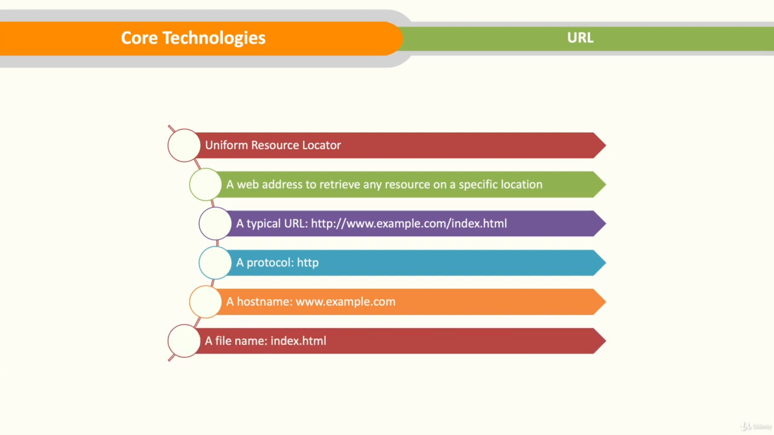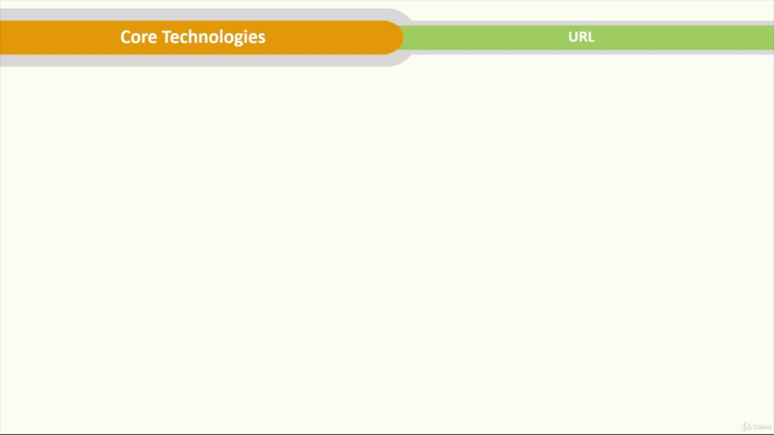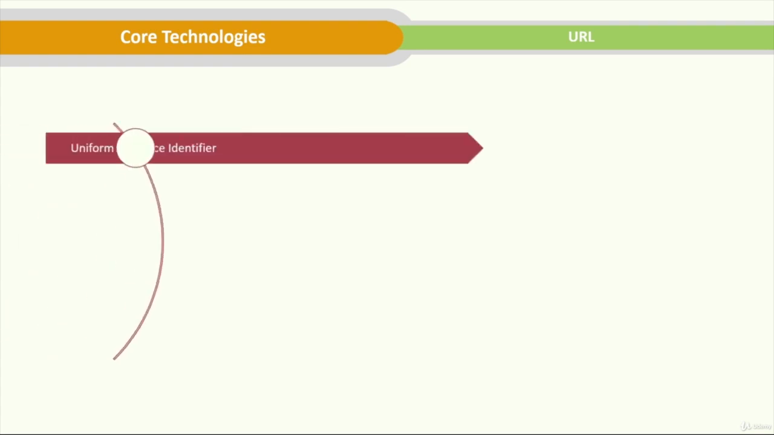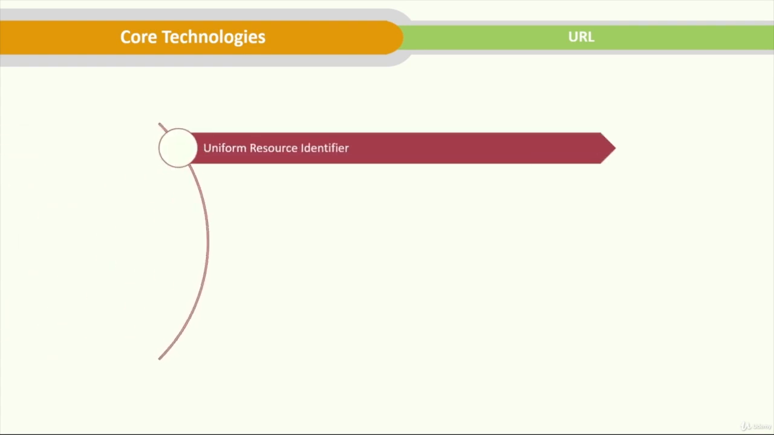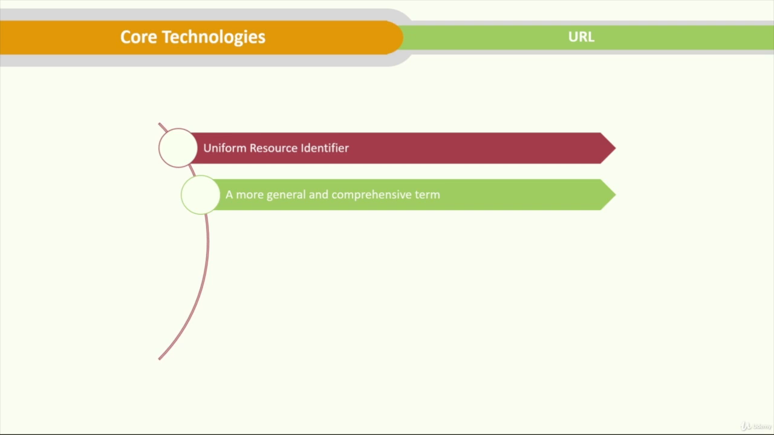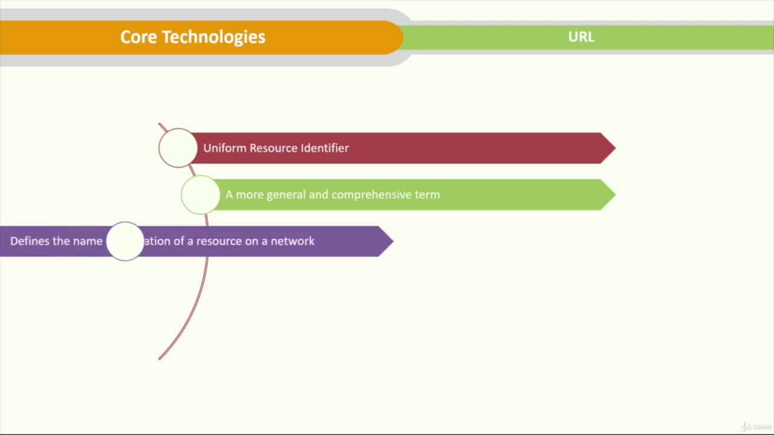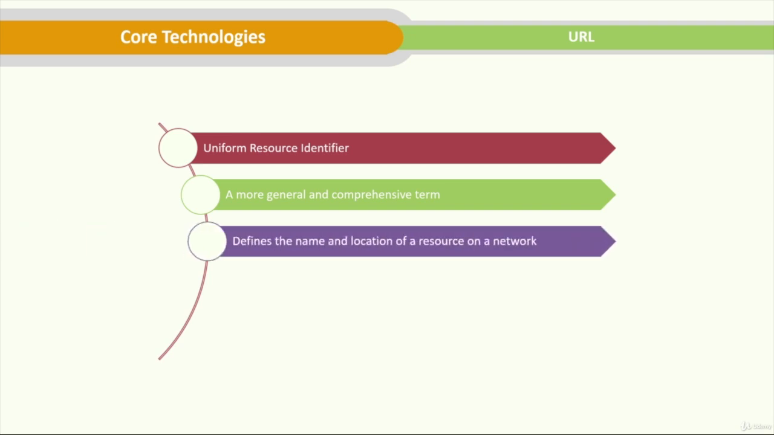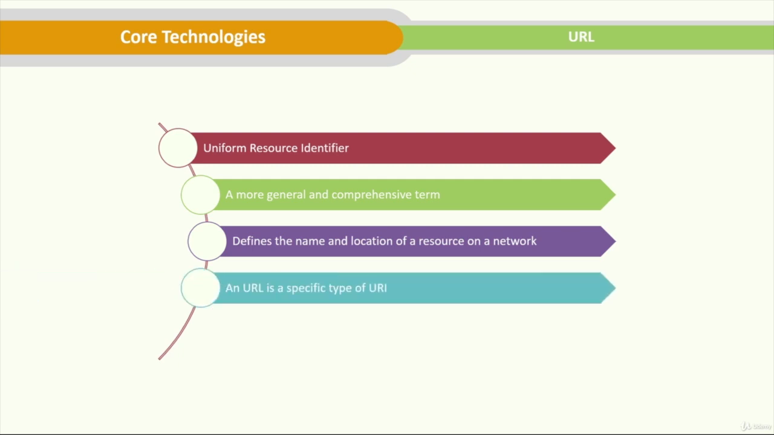So when we talk about URL, we should also look at the term URI. URI is short for Uniform Resource Identifier. It's a more general and comprehensive term and defines the name and the location of a resource on a network, let's say the internet or the web. Now, although both terms are kind of used interchangeably in the field, a URL is a specific type of URI.